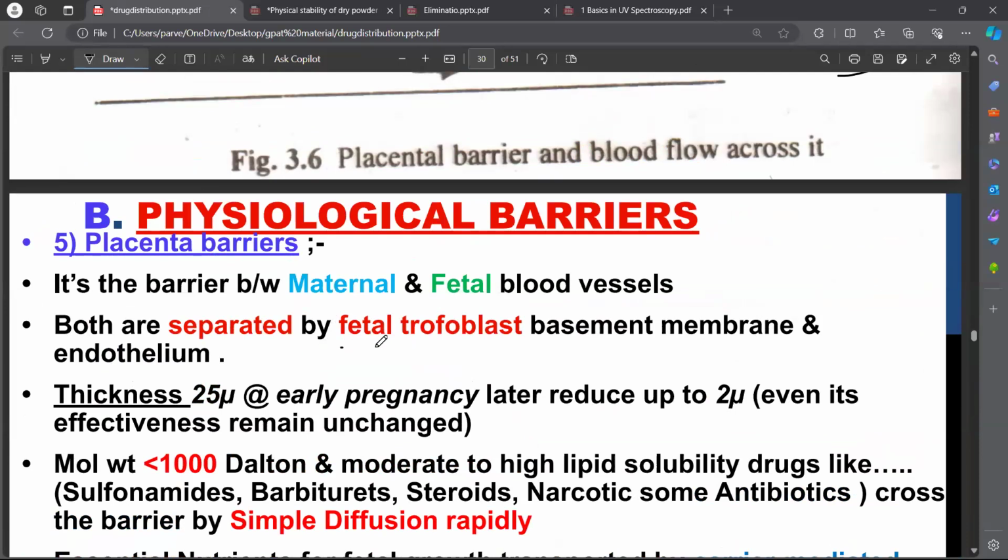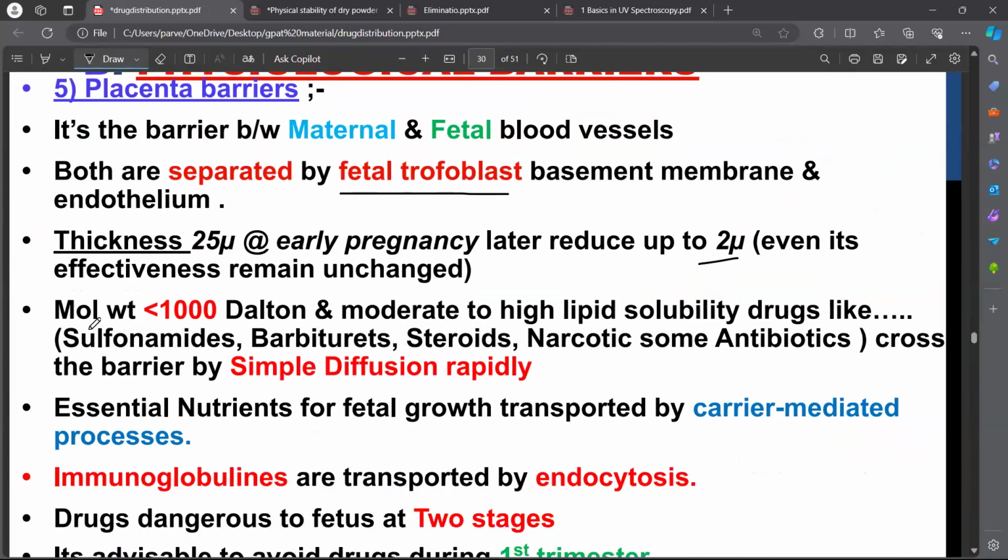So both are separated by the fetal trophoblast, and during the initial months it is thick, but as the baby grows and the fetus develops, the thickness of the barrier decreases to 2 micron, by which it is more permeable in the latter stages of pregnancy when compared to the earlier stages. So here you can see this, guys.